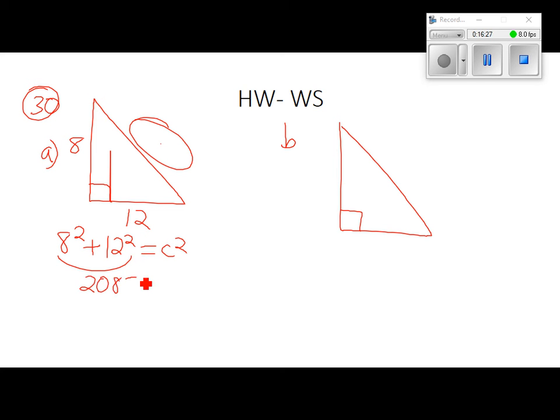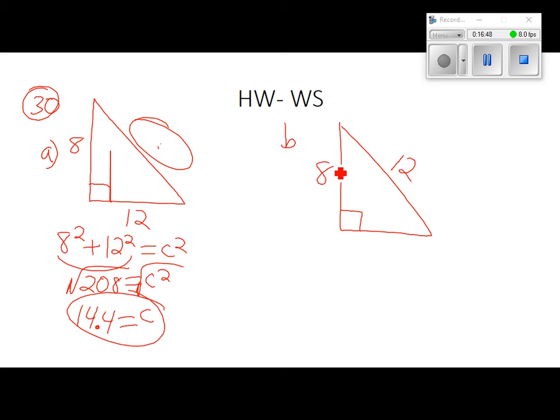208. Then what do we do? X square root. 14.4. Does that make sense for that hypotenuse to be 14.4? Yes. Then they say that one of them's a leg, one of them's the hypotenuse. Well, if we got 8 and 12, which one's the hypotenuse? And then this one's 8, and we're looking for this other leg, right? So this time, how would I set it up?